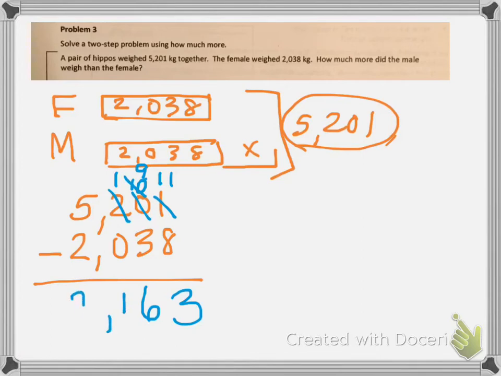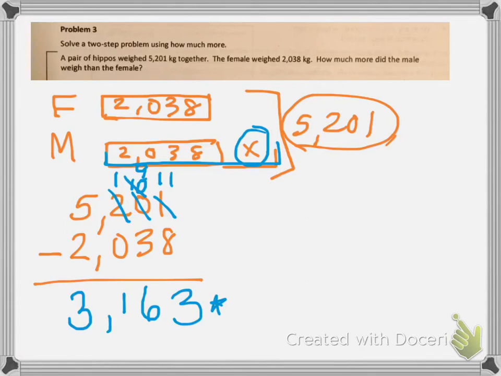5 take away 2 is 3. Okay, this is how much the male weighed in total. So that's the total that the male weighed. But the only thing we really need to solve for is how much more did he weigh than the female. So now we need to find the difference between his total and the female.